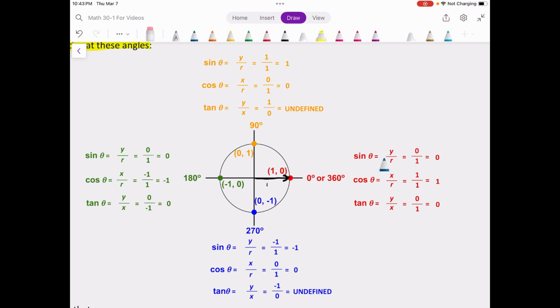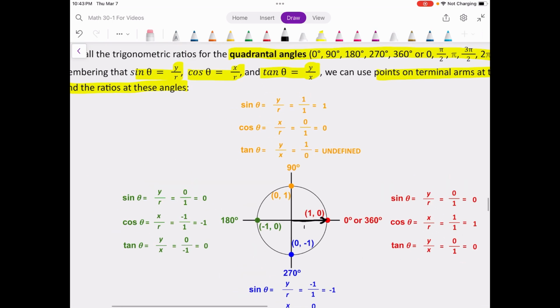So this is what I mean when I say I think about some relationships and I don't really have to memorize anything. I think, oh yeah, if the angle's 0, then the y is 0, so sine is going to be 0 because sine is y over r. Cos is just the same, x is the same size as r, so x over r will just be 1. And tan will also be 0. So tan 0 is 0, cos 0 is 1, and sine 0 is 0.